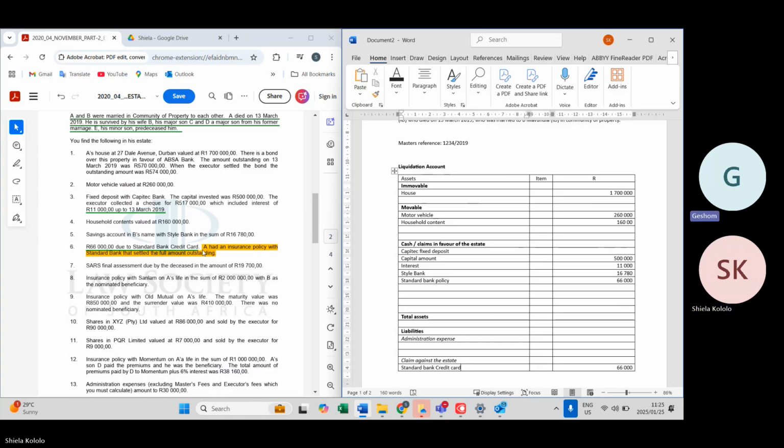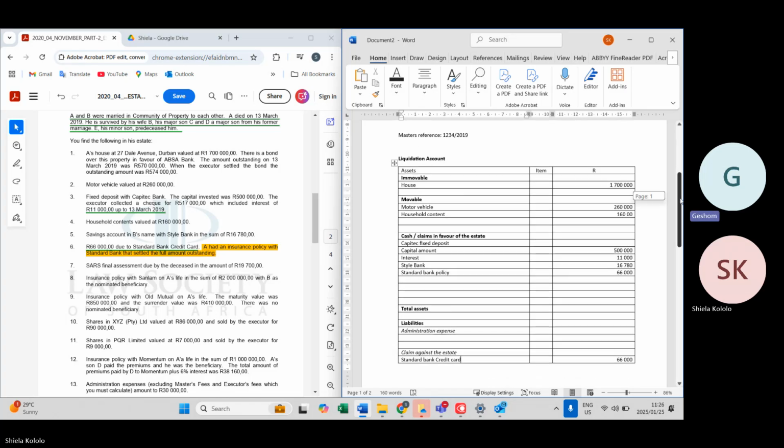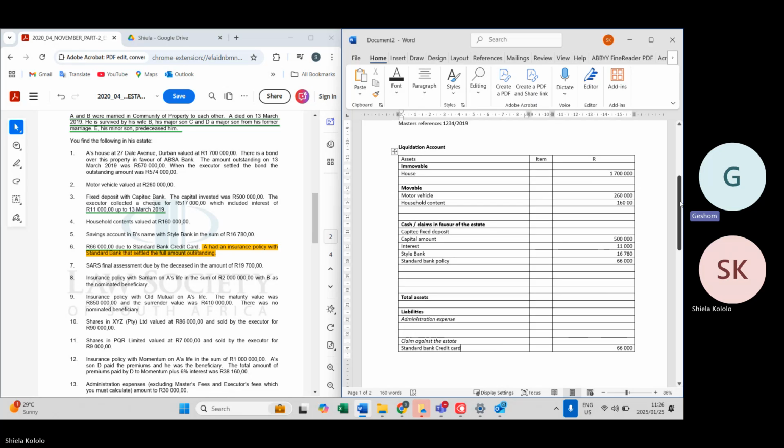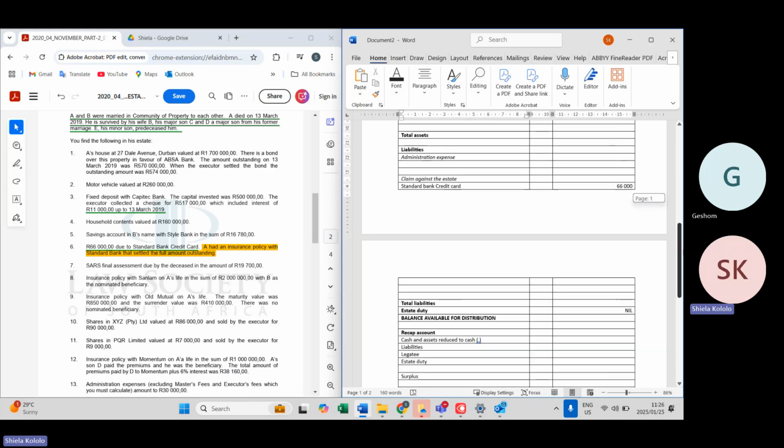No, I understand. But you started, if they said 40,000 due to the Standard Bank credit card and A had an insurance policy with Standard Bank that settled the full amount of 30,000, you said I'm going to put 30,000 under the claim against the estate. Yes, so let me just do this for you.